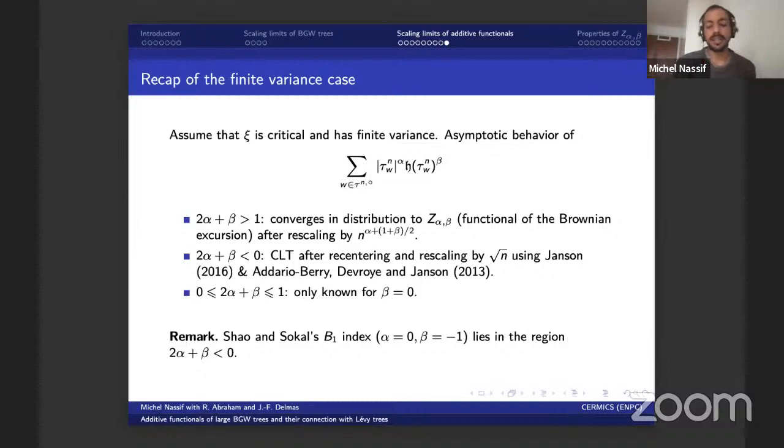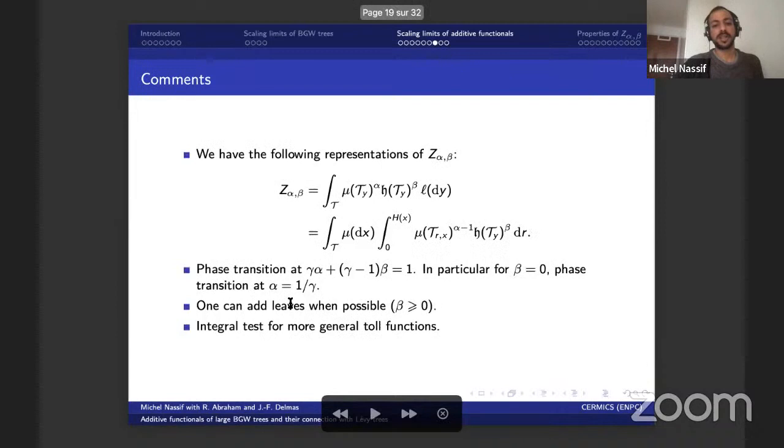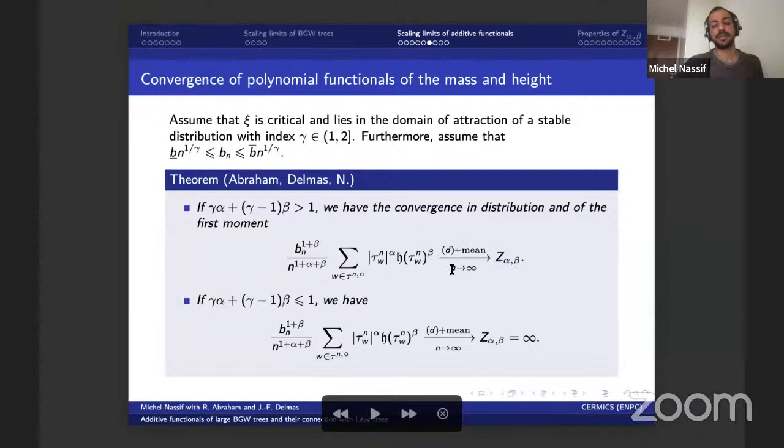At least for beta equals zero, the issue is that you need to recenter the random variables before you take the limit. So the expectation is no longer negligible. In the global case, the expectation was negligible in front of the normalizing factor, so we didn't need to recenter to get a limit. But in this case, you need to recenter first.